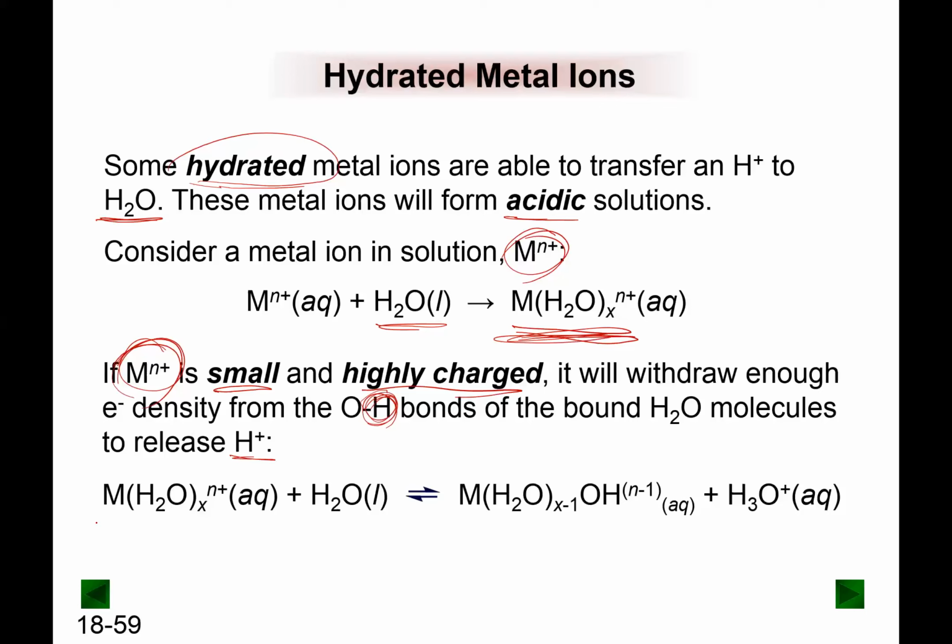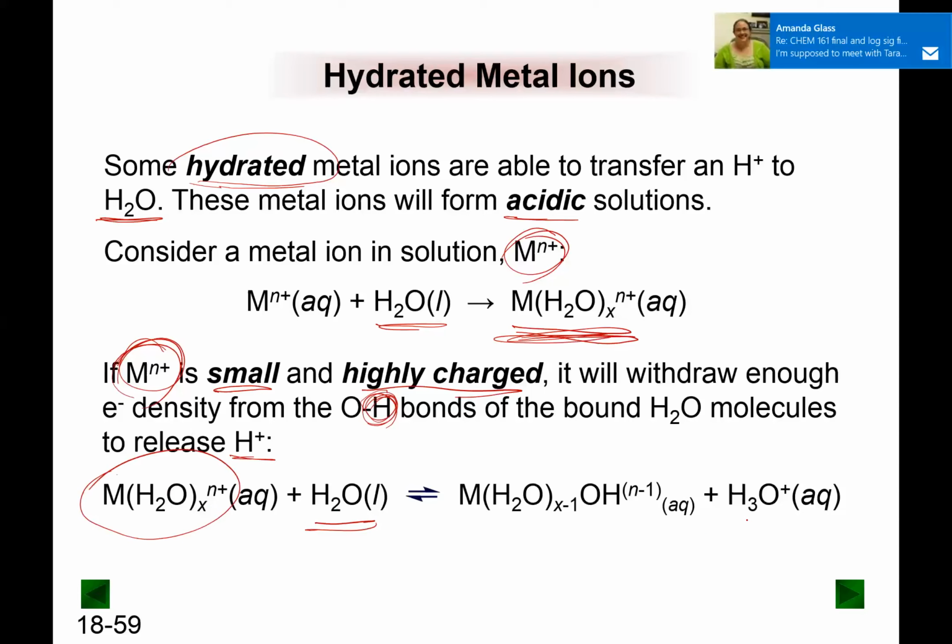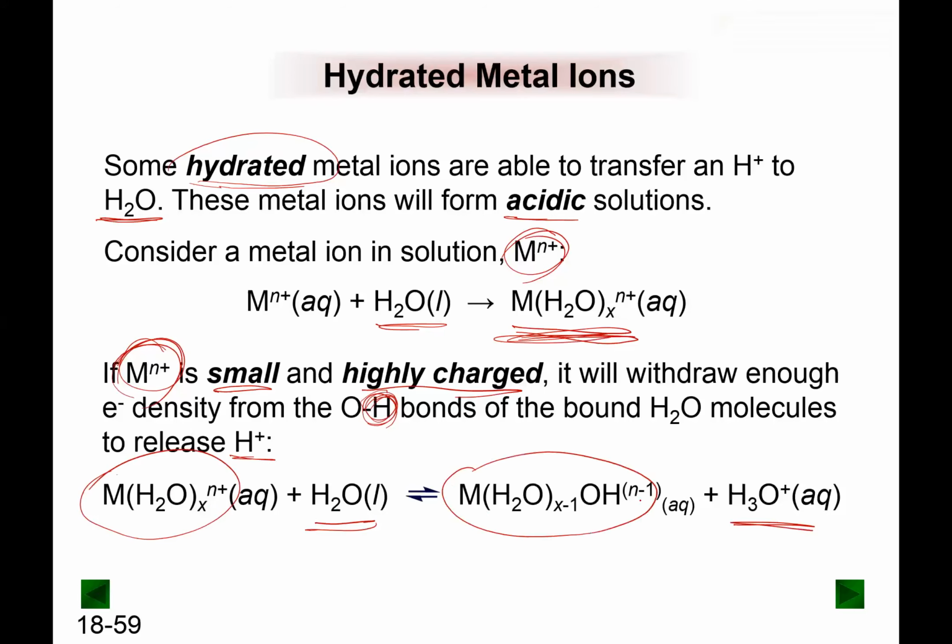Now, our hydrated metal here will react with water to give us basically a hydronium ion, and we would then have our metal complex minus a hydrogen. So instead we would have one less water molecule, so X minus 1, and then we would have a hydroxide ion associated with the complex now.